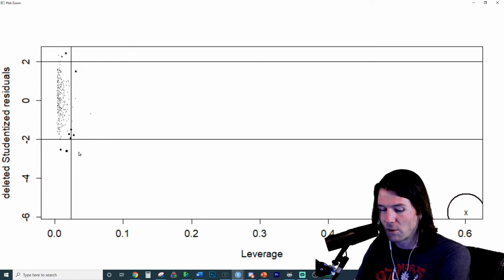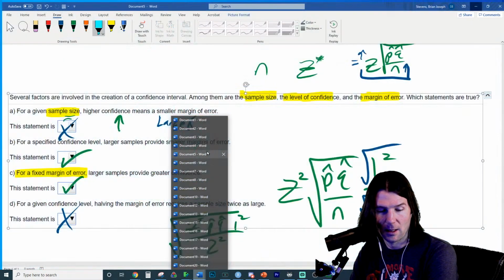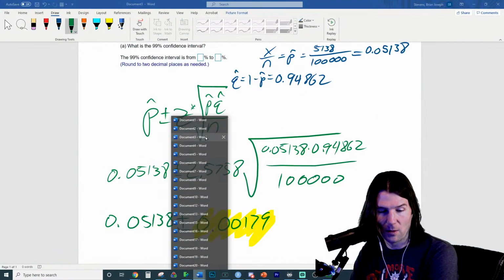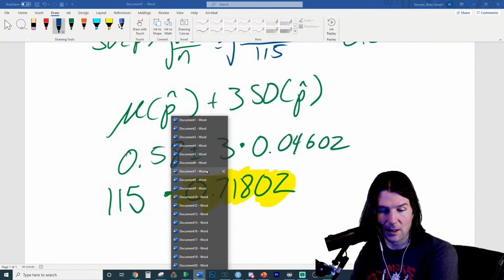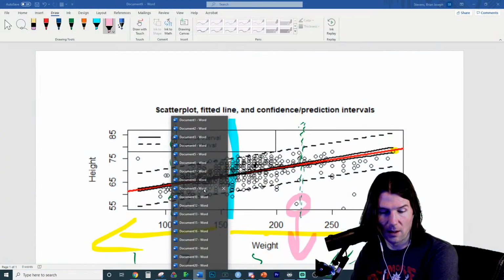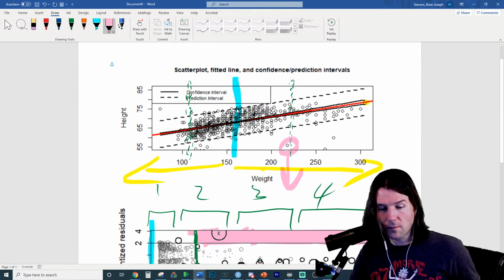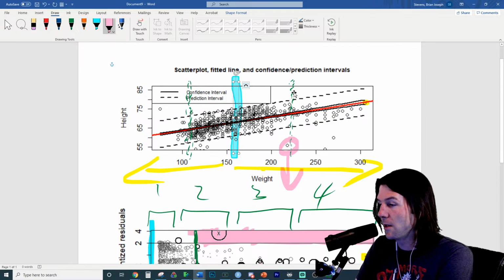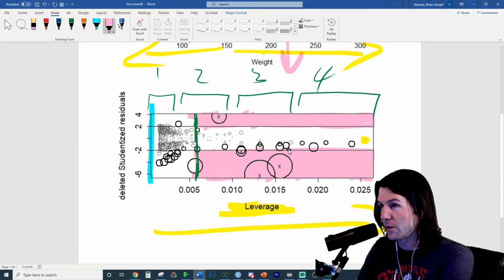So this is high leverage right here, and I have a really good graphic from yesterday. We'll do it again today. But yesterday we drew all over this. So then I'm going to close down. Oh yeah, because I should have it from yesterday. There it is. So high leverage is anything beyond these green lines right here. Yep. And then you also need to have a high deleted studentized residual.